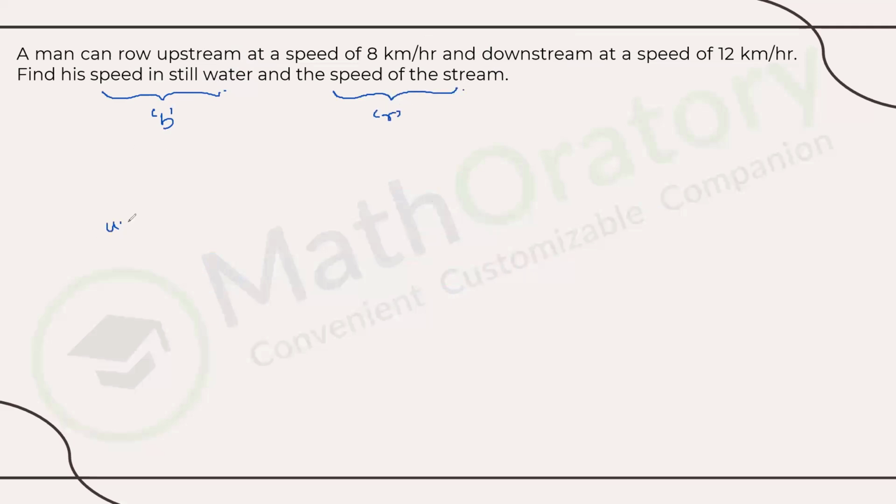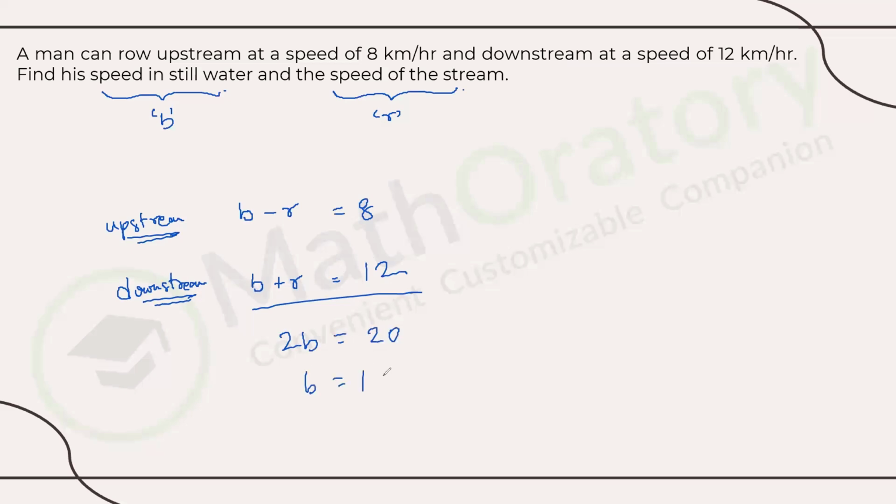Then when it is moving upstream, the boat will try to move B, but the river will push it back by R. So B minus R will be 8. And downstream, the boat will itself move by B and the river will help push it forward by another R every hour. So that will be B plus R effective speed, and that is 12. Simply add these two equations, you get 2B equals 20, or B equals 10 kilometers per hour, and use either of them to figure out R as 2 kilometers per hour. So that is the answer for this particular question.